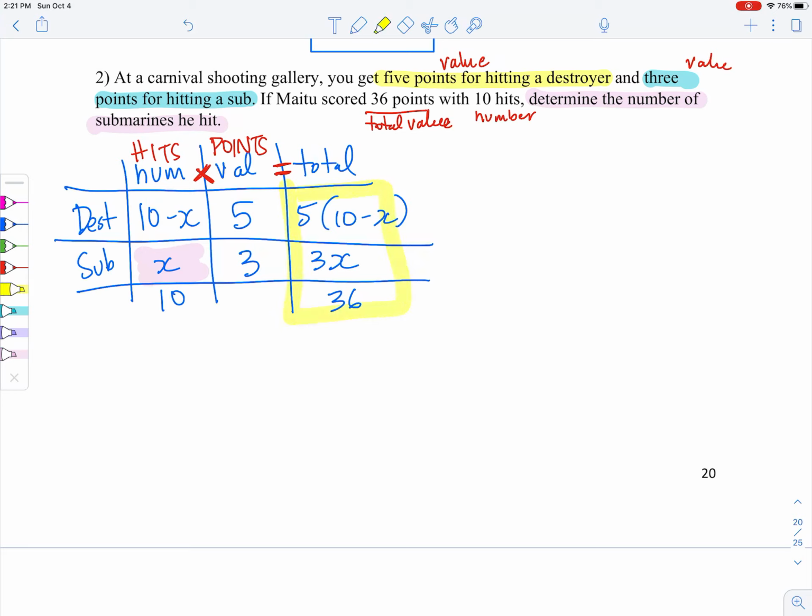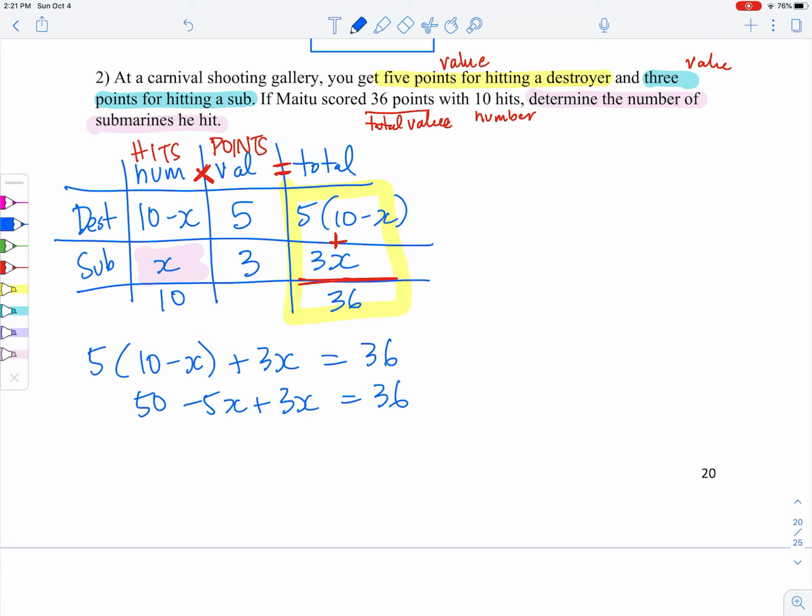And we're going to build our formula using this. So the total points from the destroyers plus the total points from the submarines equals 36. Which means 5 times 10 minus x plus 3x equals 36. 50 minus 5x plus 3x equals 36. I'm going to collect like terms. Minus 5x plus 3x gives me minus 2x equals 36 minus 50. 36 minus 50 is minus 14. Divide both sides by minus 2, and I get x equals 7.